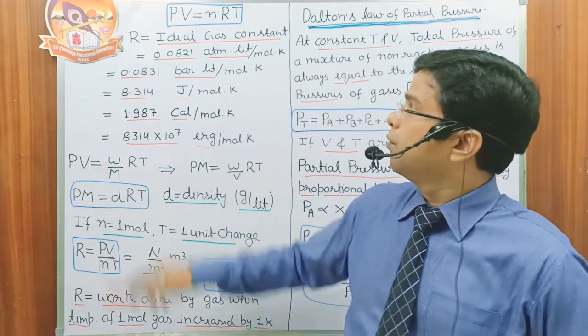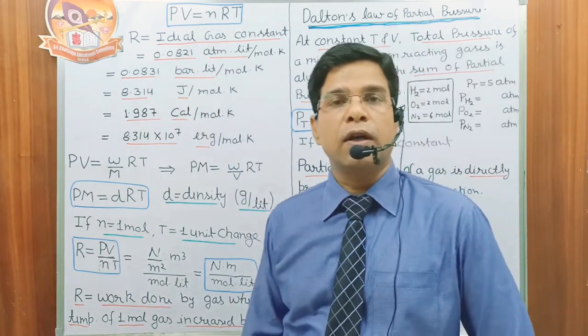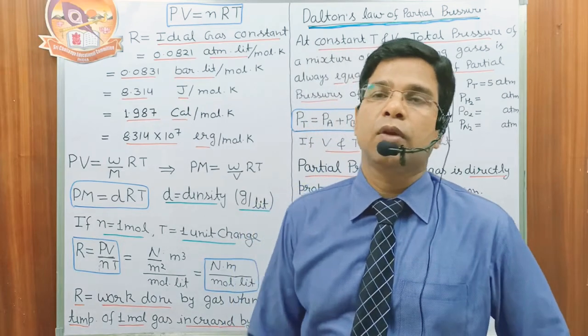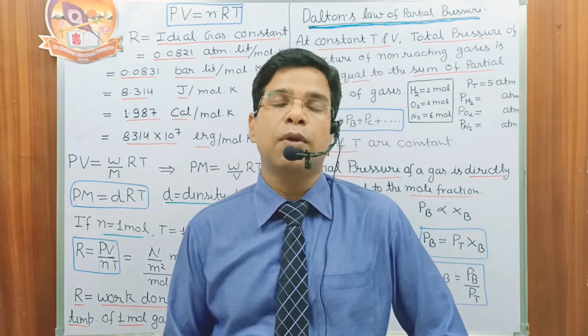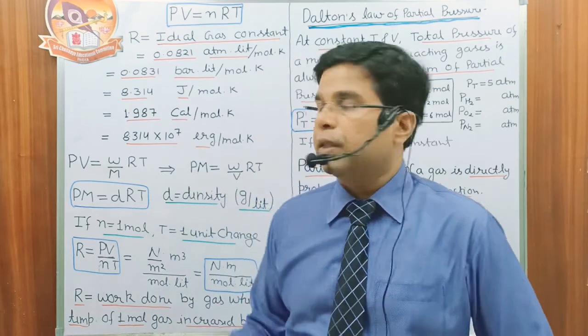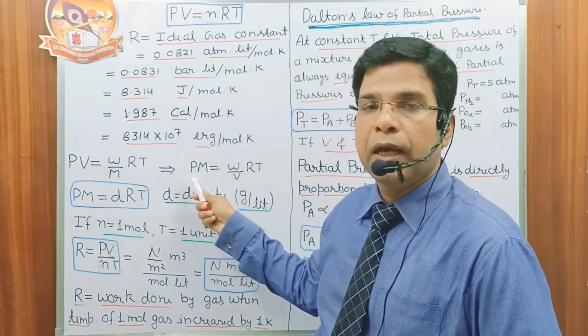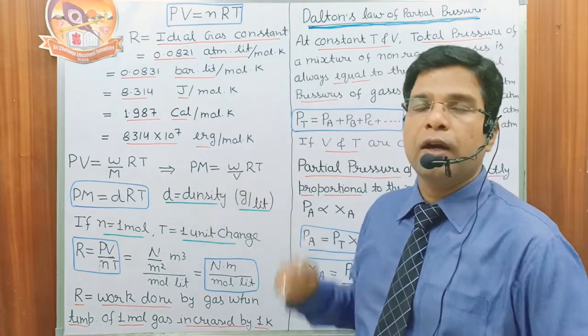We can write it in such a way that PV is equal to W upon M RT. We have n here. n is given mass divided by molar mass. So W is the mass of the gas and M is the molar mass of the gas. By exchanging, what we have? PM is equal to W by V RT.